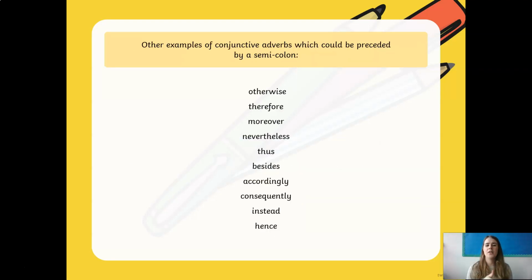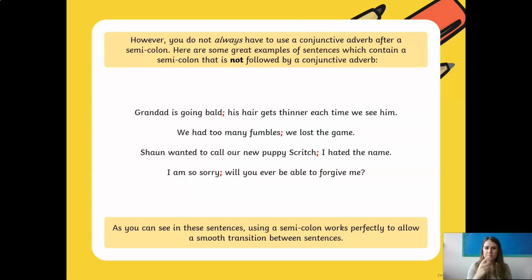So there are other examples of conjunctive adverbs that you could use to follow a semicolon. You could use otherwise, therefore, moreover, nevertheless, thus, besides, accordingly, consequently, instead, or hence. Those are going to be our main words that we're going to remember when we come back to school and have a go at starting our new writing. If we're going to be expanding some additional information onto the sentence and we know we're going to start with an adverb opener, maybe we can look at using our semicolon punctuation.